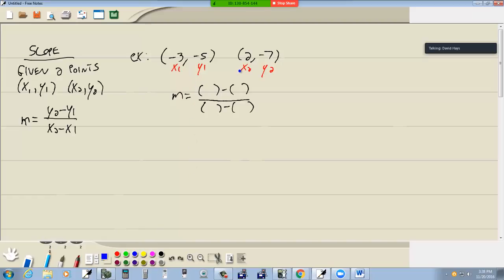Now y2 we said was negative 7 and y1 is negative 5. x2 is 2 and x1 is negative 3. So we got negative 7, negative negative becomes a positive 5. And negative negative here becomes positive, so we got 2 plus 3. So that gives us negative 2 over 5. And that'd be our answer. Okay, let me clear that off.